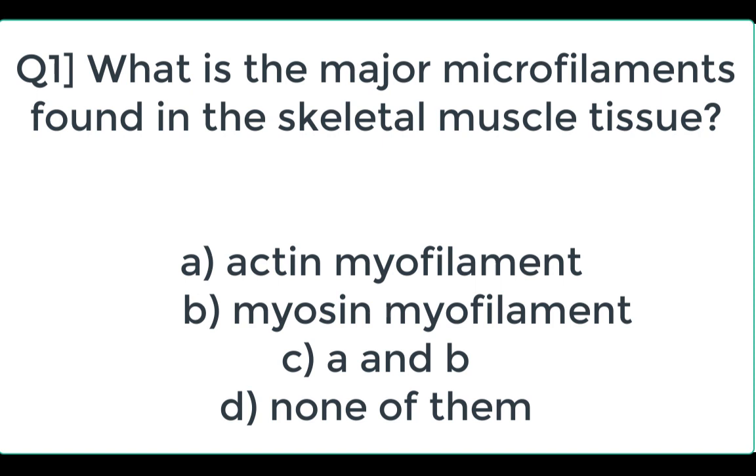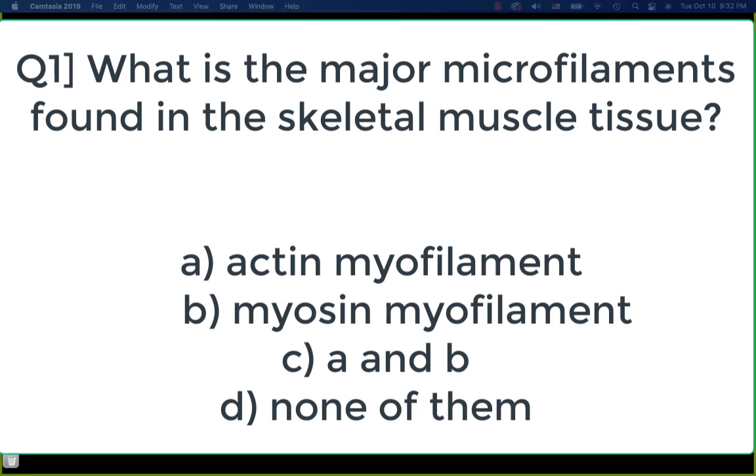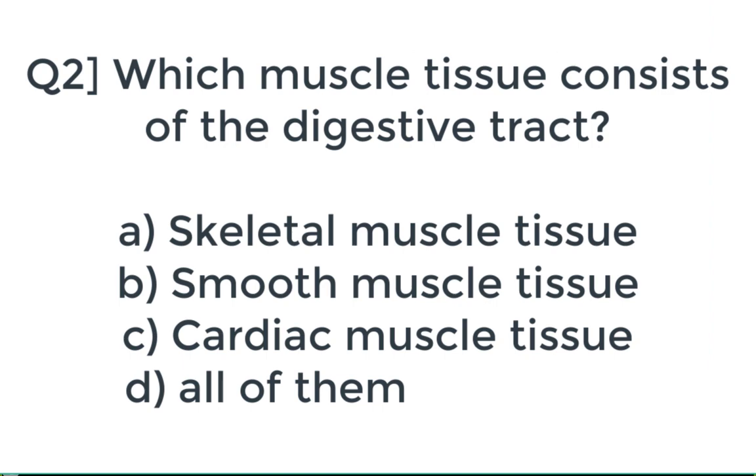Let's solve the questions. Question 1: What is the major microfilament found in skeletal muscle tissue? Actin myofilament, myosin myofilament, both, or none of them? You can find the answer. Second question: Which muscle tissue consists of the digestive tract? Skeletal muscle, smooth muscle, cardiac muscle, or all of them? You can find the answer from the lecture.